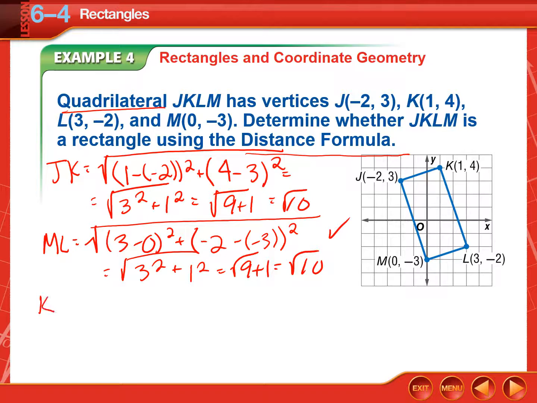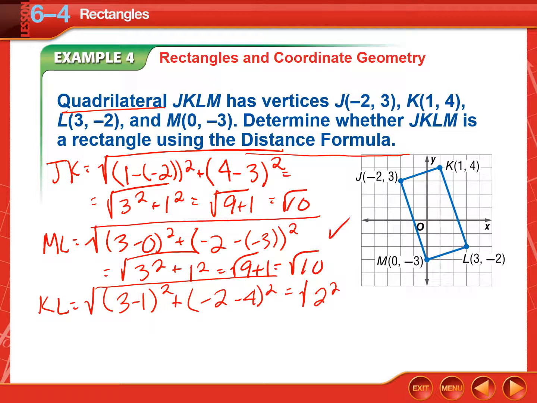So let's do KL. We've got 3 minus 1, squared, plus negative 2 minus 4, squared. So 3 minus 1, 2, 2 squared, plus, it's like a negative 6 squared. So we've got 4 plus 36 equals square root of 40.